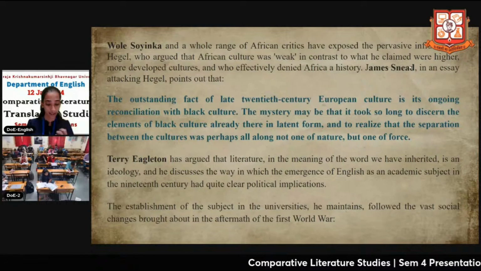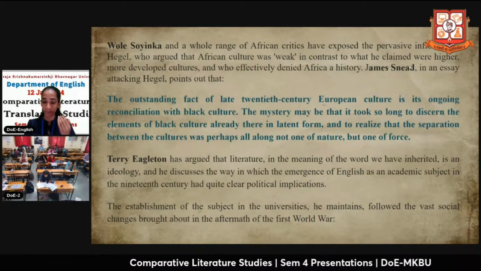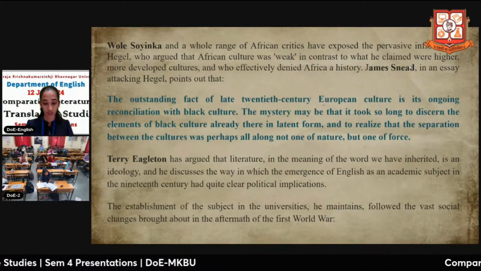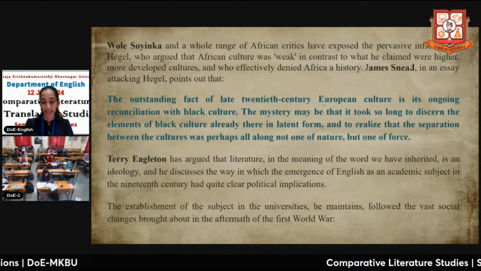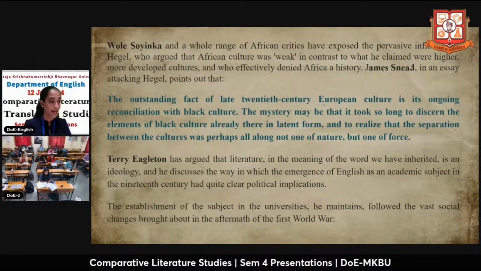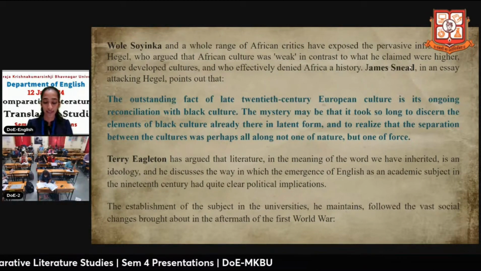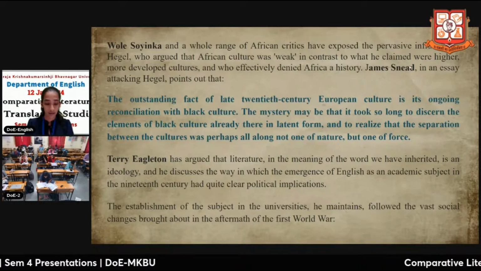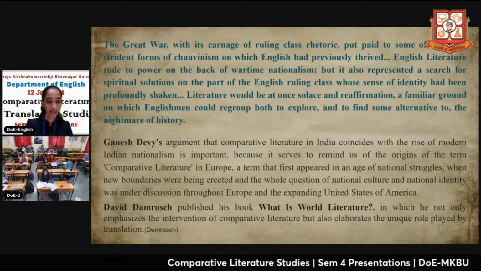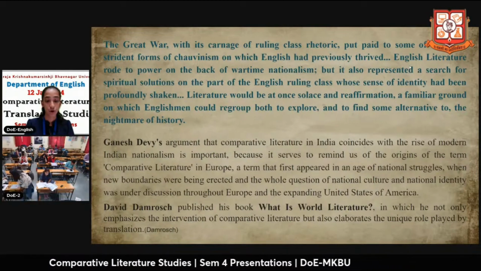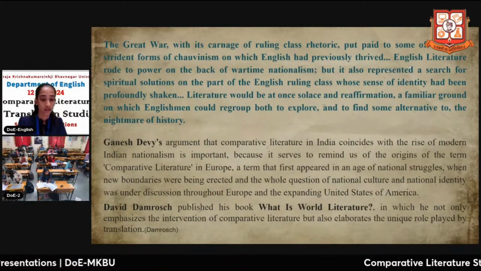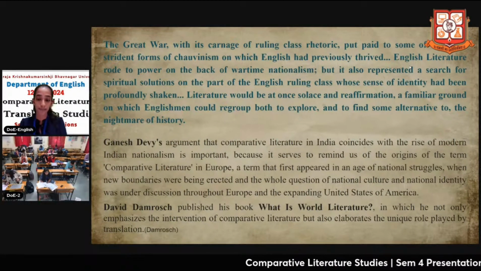Another critic, Terry Eagleton, has argued that literature, in the meaning of the word we have inherited, is an ideology, and he discusses the way in which the emergence of English as an academic subject in the 19th century had quite clear political implications. The establishment of the subject in the universities, he maintains, followed the vast social changes brought about in the aftermath of the First World War. The Great War, with its carnage of ruling class rhetoric, put paid to some of the more strident forms of chauvinism on which English had previously thrived.